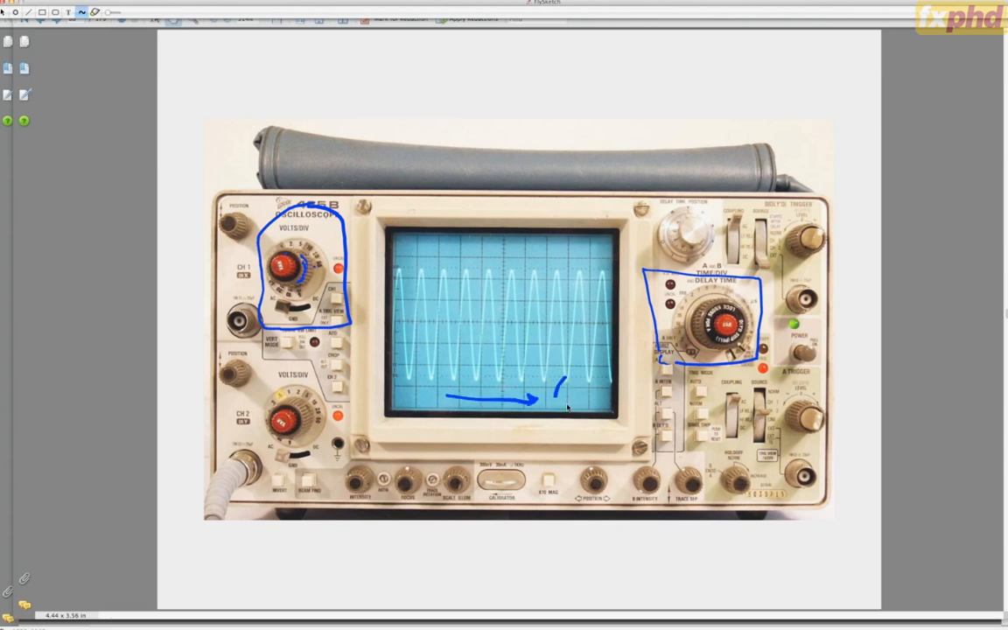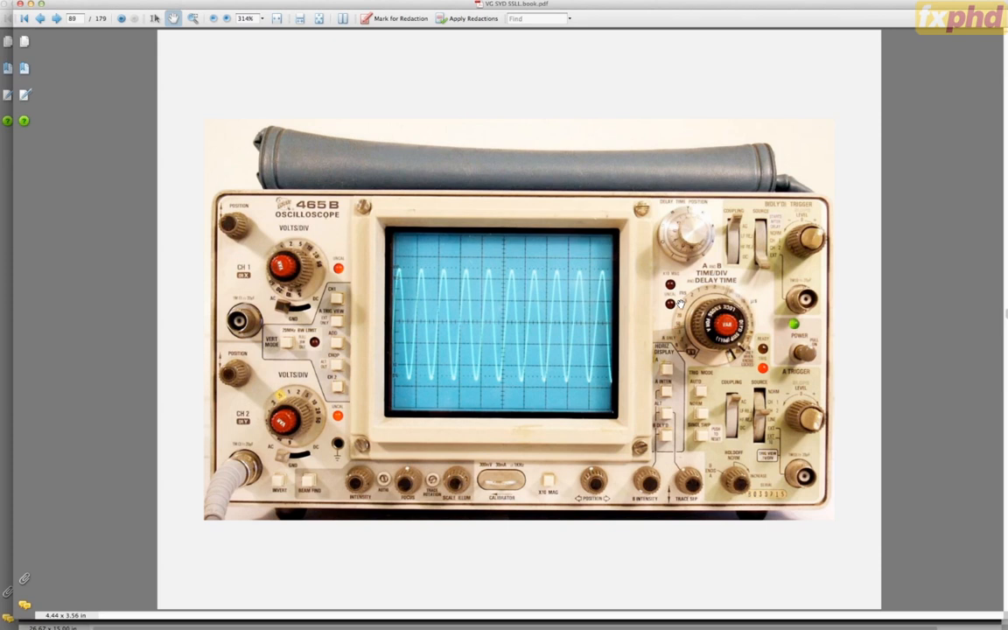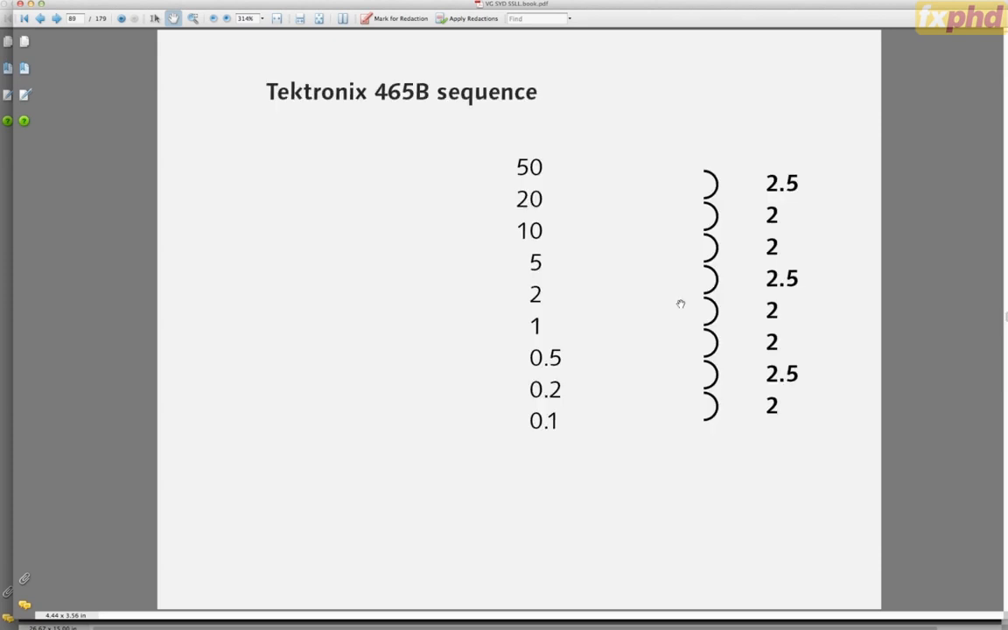Those of you who are familiar with oscilloscopes probably know that it's amplitude in volts versus time. And here again, you see this sequence 1, 2, 5, 10, 20, 50. So what's going on in the case of the oscilloscope is the sequence from one interval to the next goes up in factors of 2, 2.5, 2, 2, 2.5, 2, 2, 2.5.